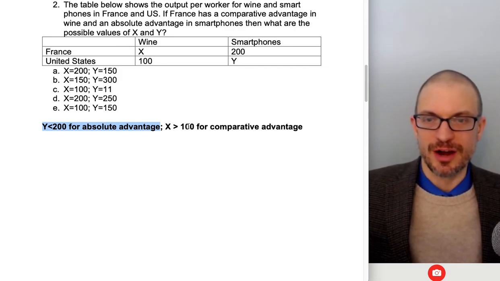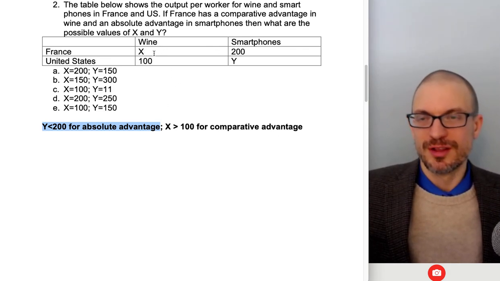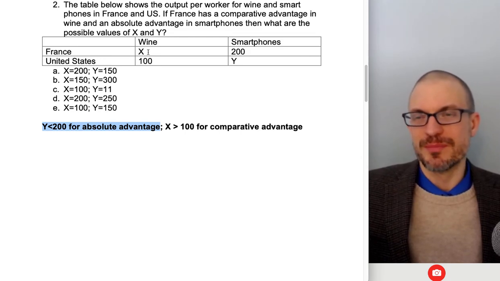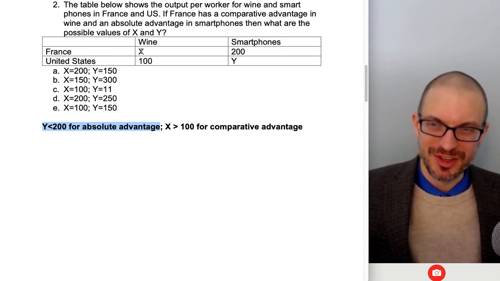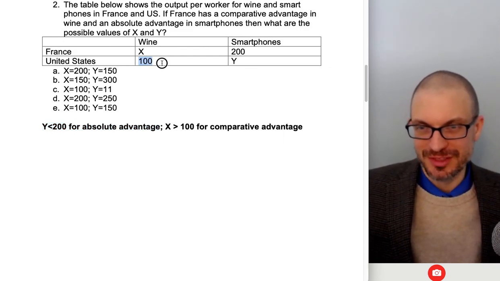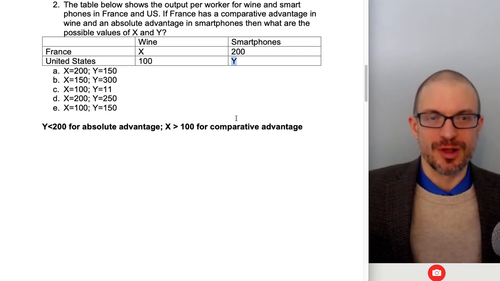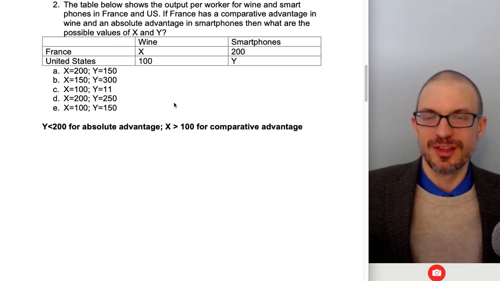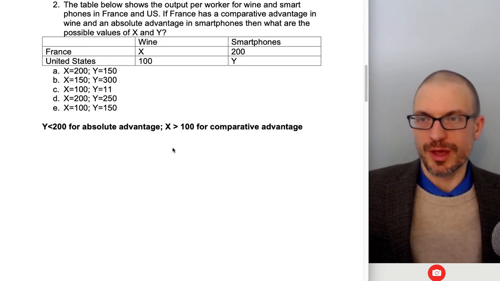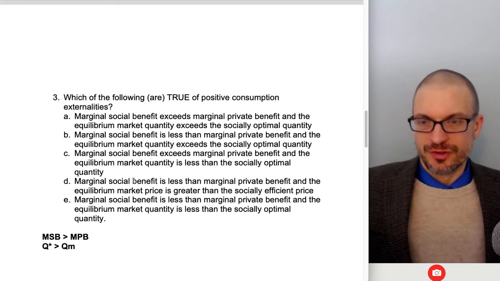So X has to be larger than 100 for comparative advantage, so that if I then divide both sides by whatever we're setting as X, we want that to be bigger than 2, which would be the break point for what the US is getting, on the assumption that Y is smaller than 200. So the idea is, for comparative advantage, it must be the case that France is giving up fewer smartphones for each wine than the US is. The way that we guarantee that is we make X bigger than 100. Okay. Yep, so answer A is correct.